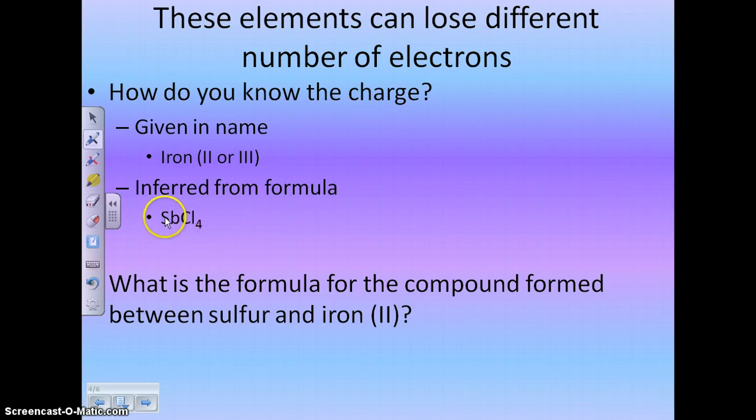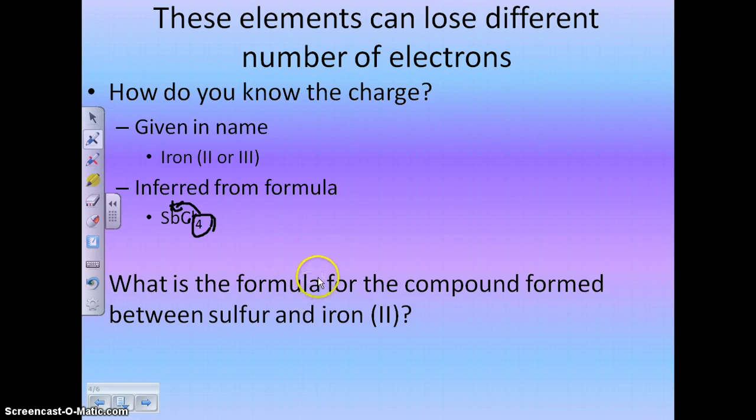So on this one, we have Sn and Cl. We know the charge on Sn because we can do the opposite of swap and drop, so maybe lift and switch. That came from the Sn originally. So the charge on the Sn is 4 plus.